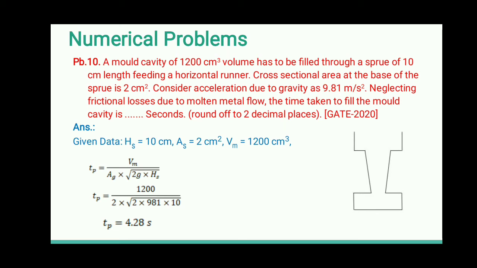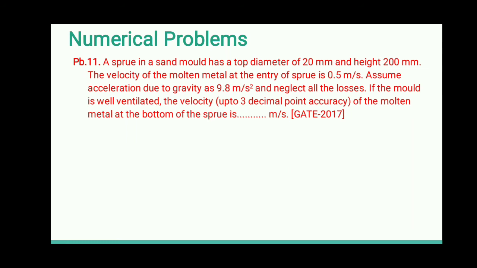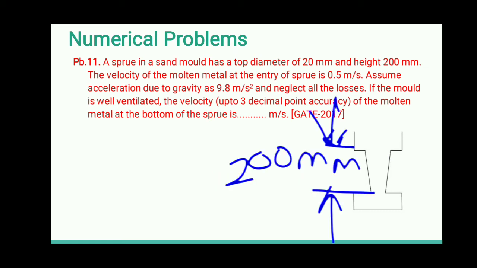Okay, so the next problem was asked in GATE 2017. This is also a wonderful problem. A sprue in a sand mold has a top diameter of 20 centimeter. Now something is given to you about the top cross section area of the sprue. So this diameter is 20 centimeter, and the height of this sprue is 200 mm.